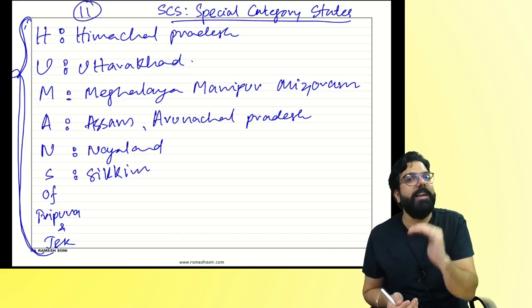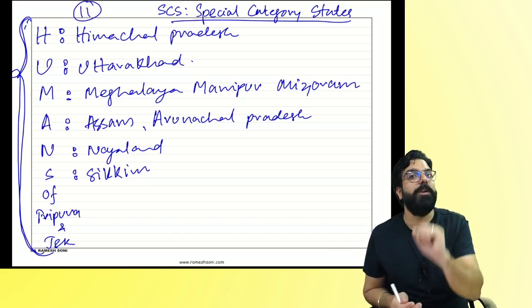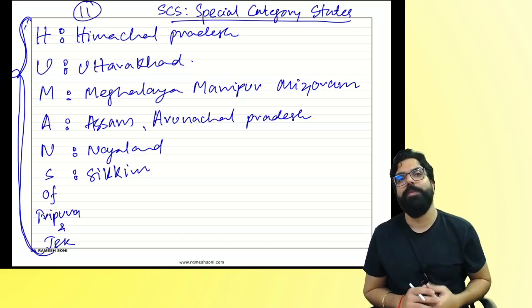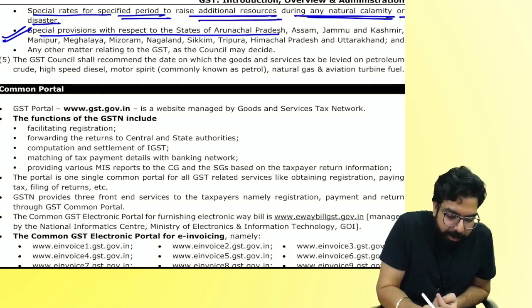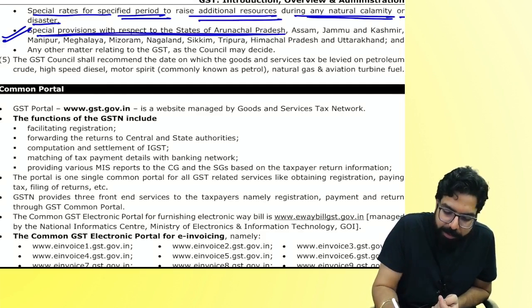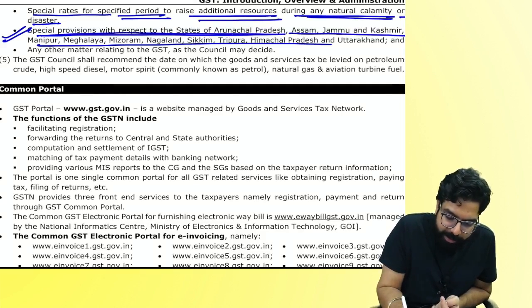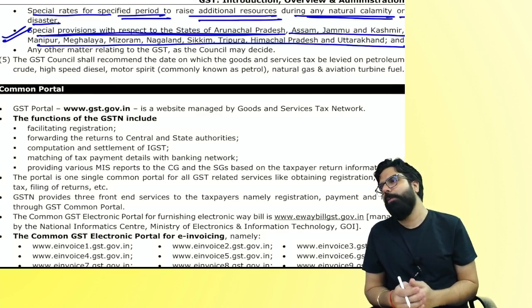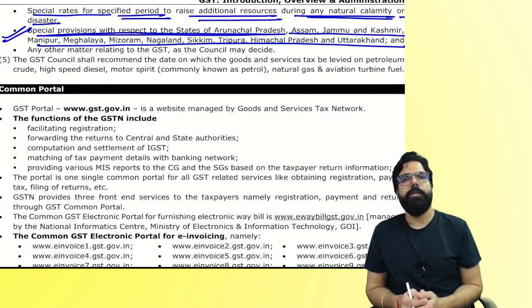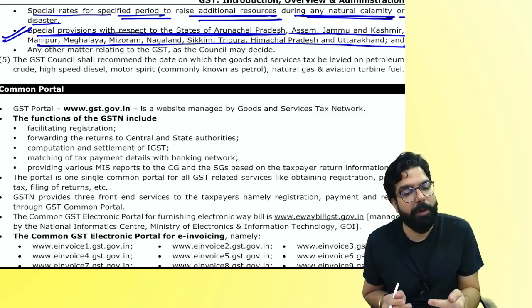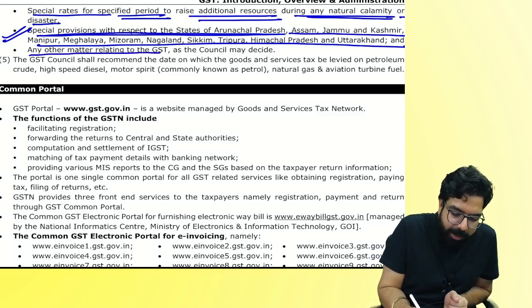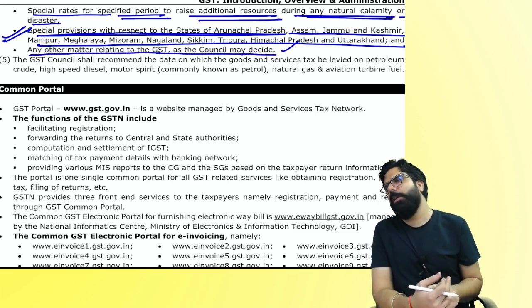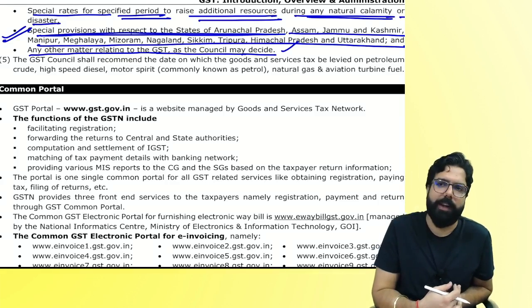For special category states, this special registration limit and special provisions will be made by whom? The GST Council. And that is why special provisions with respect to all these states are known as HUMANS of Tripura and Jammu and Kashmir. For them they will make special provision. And last is any other matter relating to GST as the council may decide. Whatever any other matter, if they want, they can go ahead and decide on that.